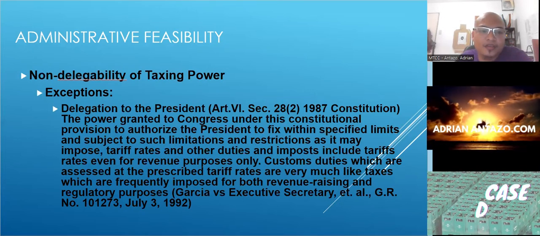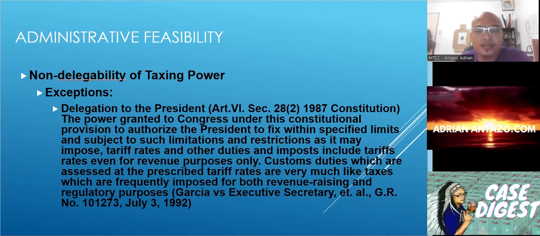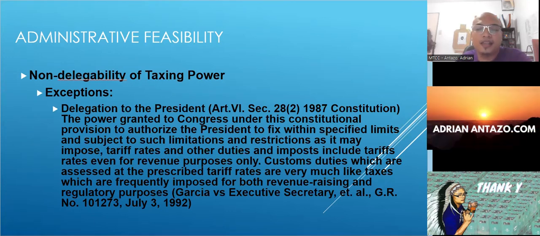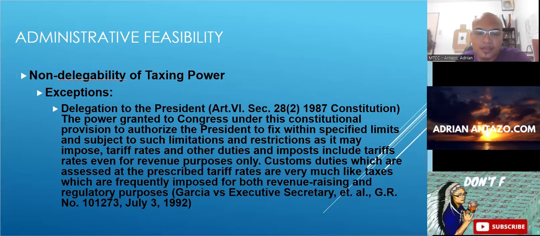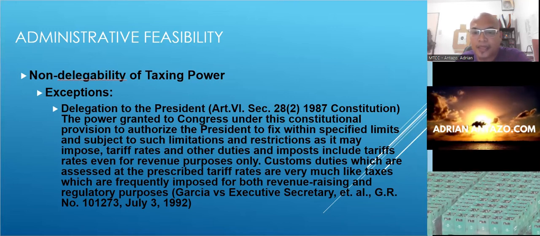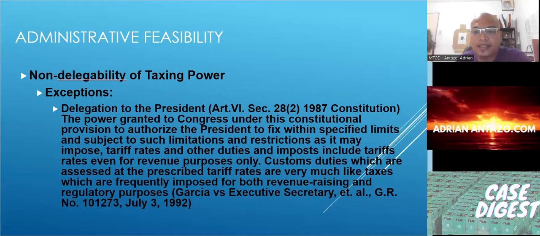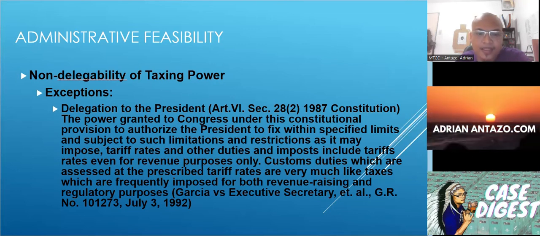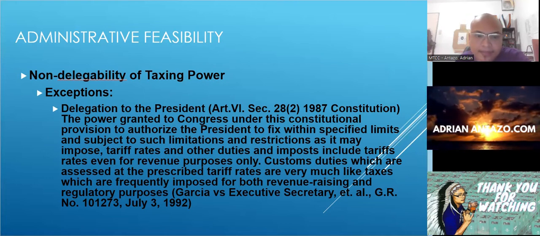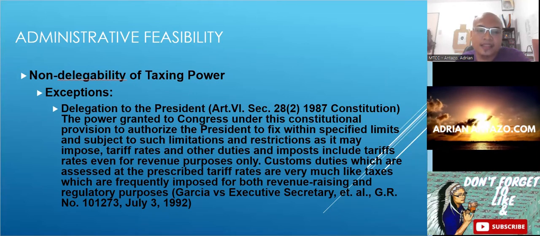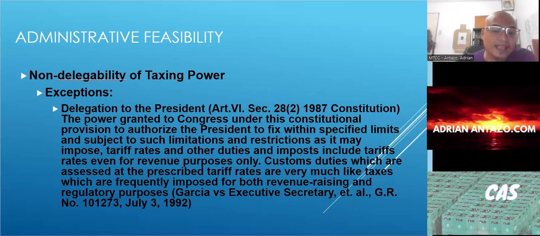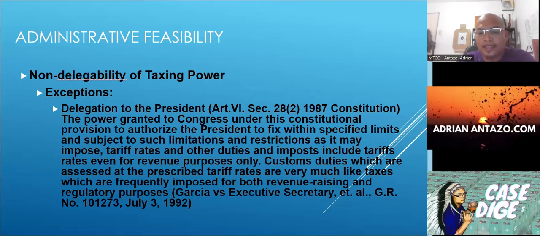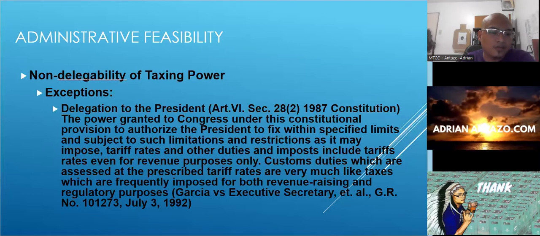Next, the exception to the non-delegability of taxing power: the delegation to the President, that is in Article 6, Section 28, Paragraph 2 of the 1987 Constitution. The power granted to Congress under this constitutional provision is to authorize the President to fix, within specified limits and subject to such limitations and restrictions as it may impose, tariffs, rates, and other duties, and imposts, even for revenue purposes only. Customs duties which are assessed at the prescribed tariff rates are very much like taxes, which are frequently imposed for both revenue raising and regulatory purposes. If you want to understand that discussion, you can go to Garcia versus Executive Secretary so that you can read the full case.